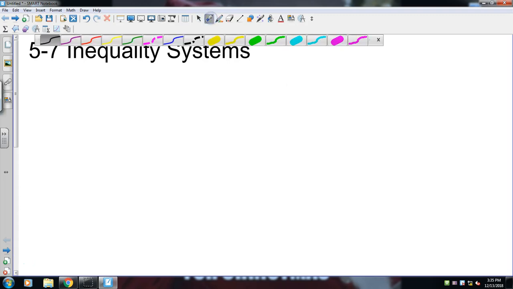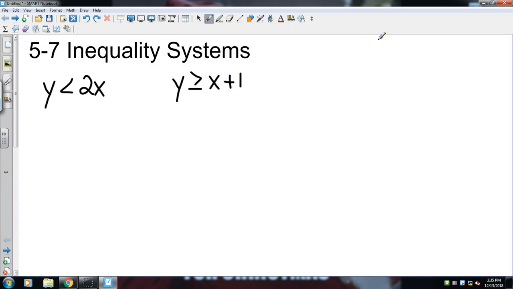So let's look at the equation. Y is less than 2x. And then our second one is going to be y is greater than or equal to x plus 1. And so we're going to look at two different equations, but we're going to sub in one point. So let's look at the point -2, 0.